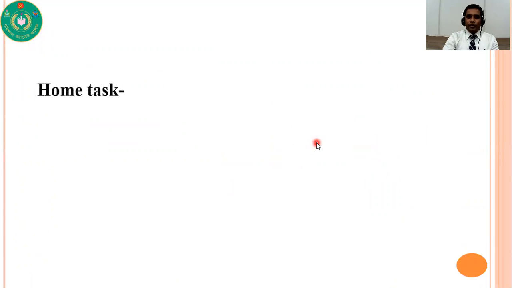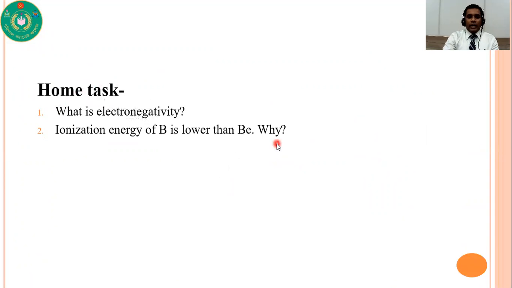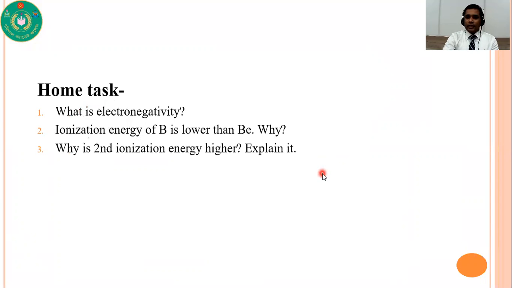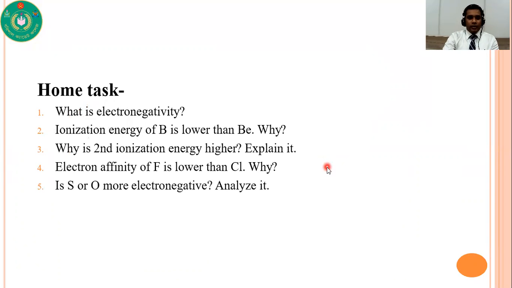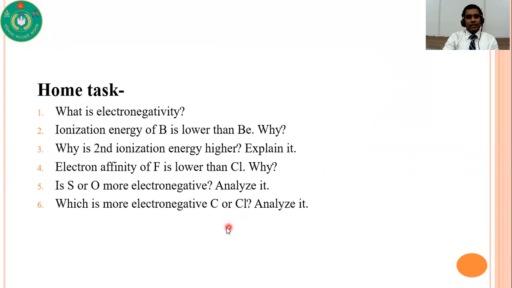And you have a home task. First question is, what is electronegativity? Ionization energy of boron is lower than beryllium. Why? Why is the second ionization energy higher? Explain it. Electronegativity of fluorine is lower than chlorine. Why? Question number 5. Is sulfur or oxygen more electronegative? Analyze it. And 6. Which is more electronegative, carbon or chlorine? Analyze it.